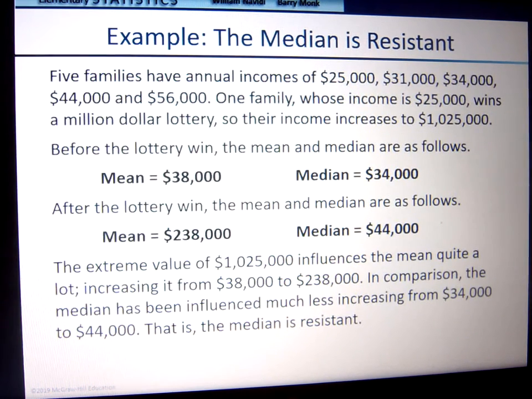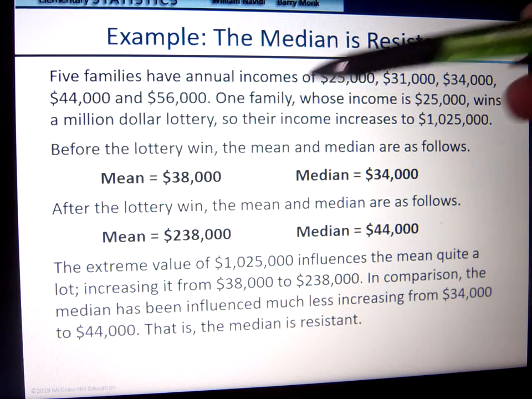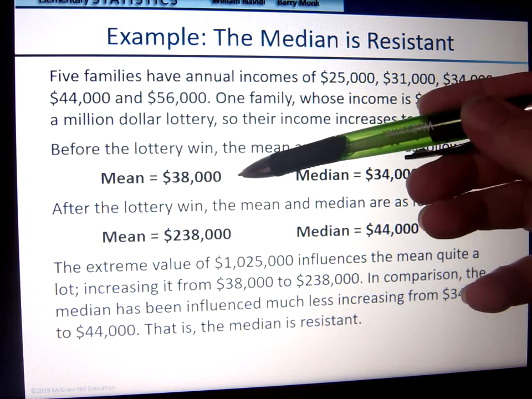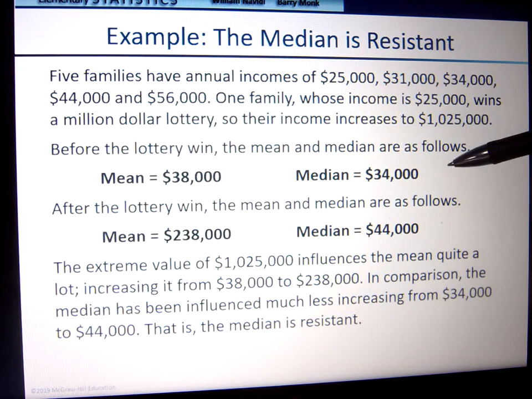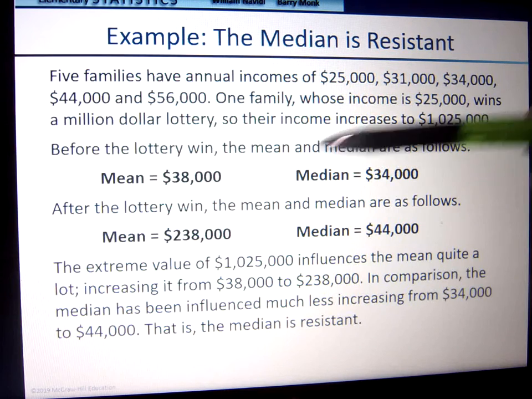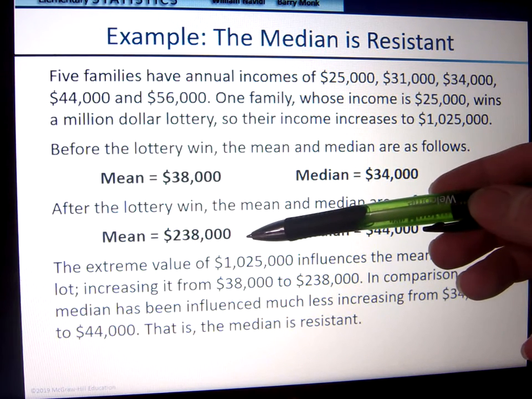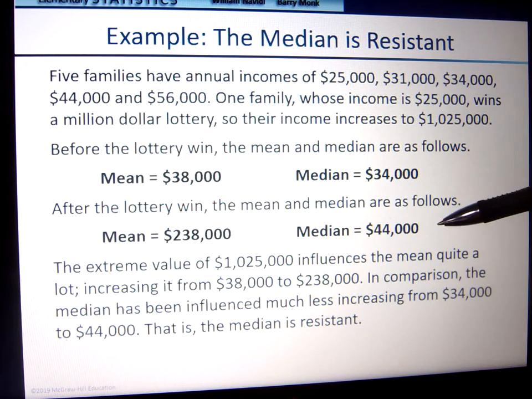So we have 5 families with annual incomes. Here are our annual incomes. One family whose income is $25,000 wins a $1 million lottery, so their income increases to $1,025,000. Before the lottery, the mean and median were as follows. The mean before the lottery was $38,000. The median was $34,000. But after the lottery, the mean went to $238,000 and the median went to $44,000.